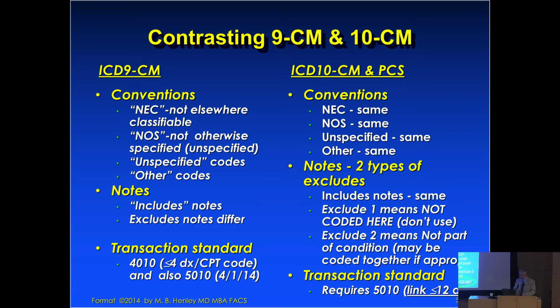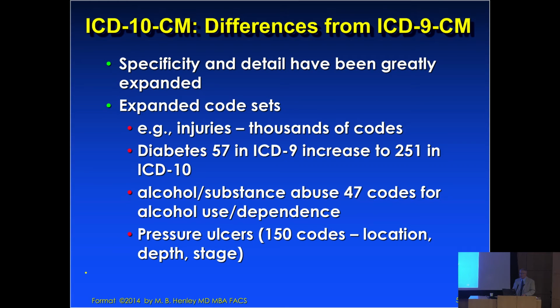So those are the two keys there, making sure you list all diagnoses that are appropriate and pertinent. What are some other differences between 9 and 10? Specificity and detail have been greatly expanded, hence the increased number of codes. There are literally thousands of injury codes. In ICD-9, there were 57 diabetes codes, and that expands to 251 in ICD-10. There are 47 codes for alcohol and substance abuse and for alcohol use and dependence. There are 150 codes for pressure ulcers by location, depth, and stage.